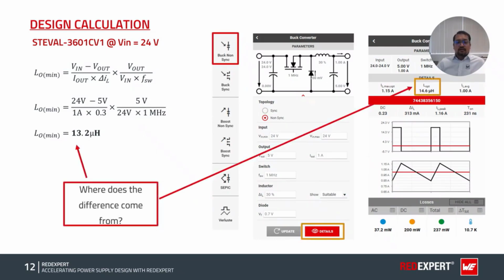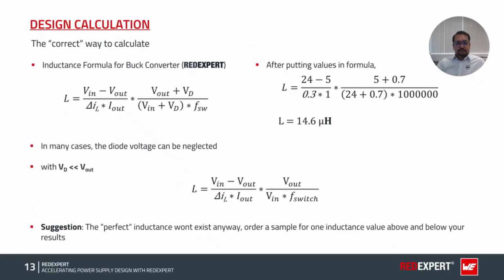So where does this difference come from? This difference is coming from the diode's forward voltage, which was 0.7 volt, which was not considered in the theoretical calculation. But REDEXPERT always pays attention to that. So here you can see when we put the diode voltage into the numerical calculation, we get the same inductance value that we were getting from REDEXPERT, that is 14.6 microhenry.